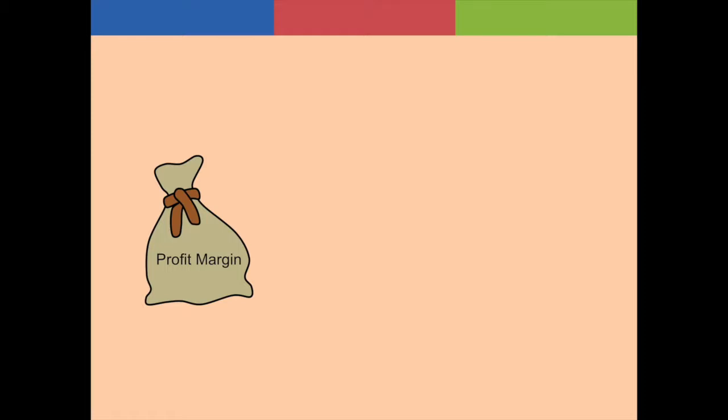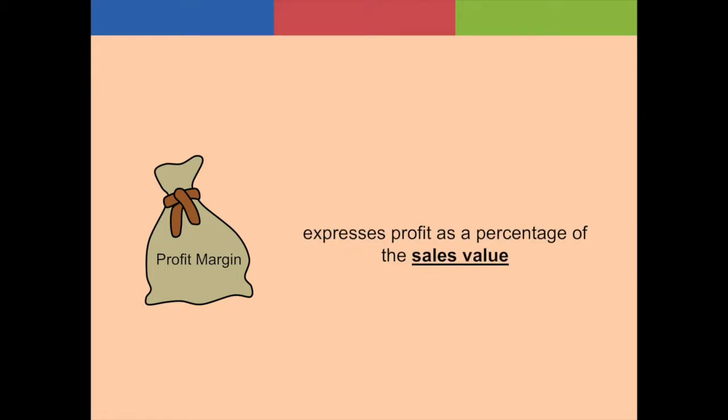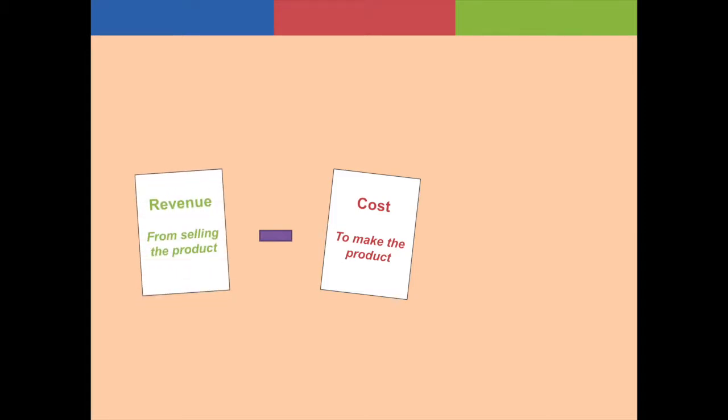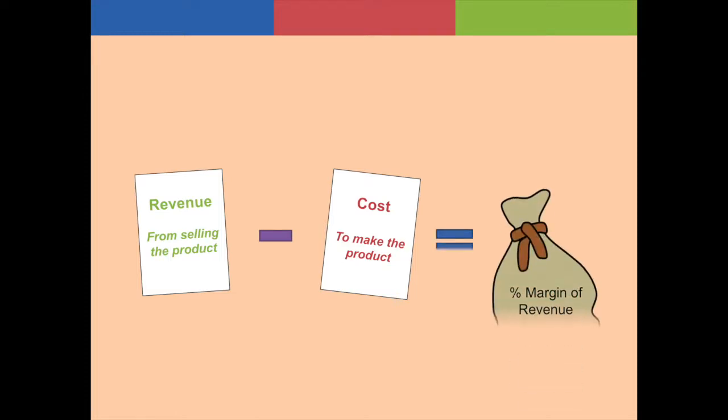Profit margin expresses profit as a percentage of the sales value. This can be calculated by subtracting the cost to make a product from the revenue received from selling the product. This difference is calculated and then shown as a percentage of the revenue.